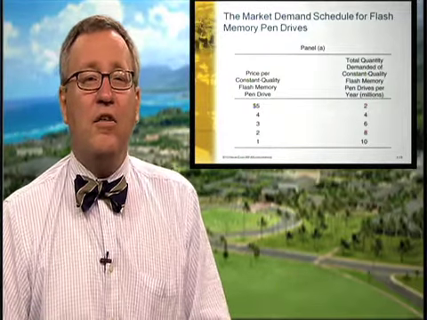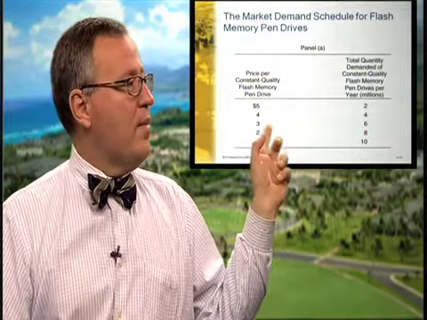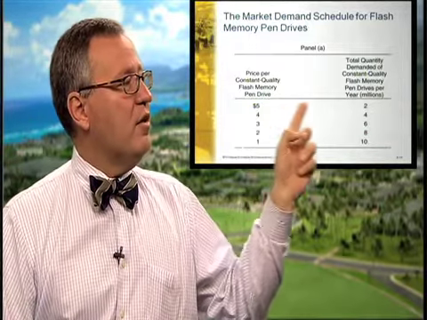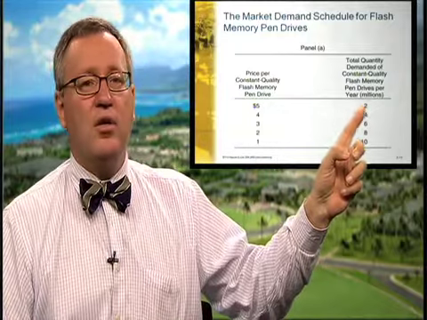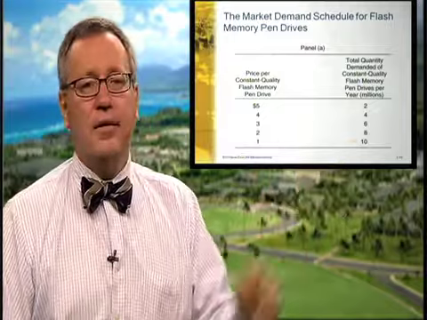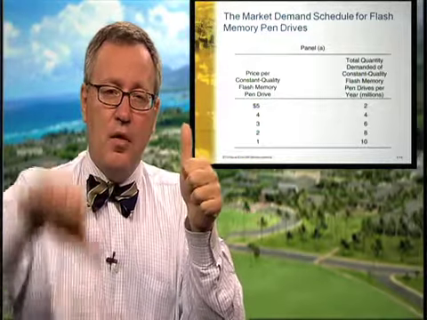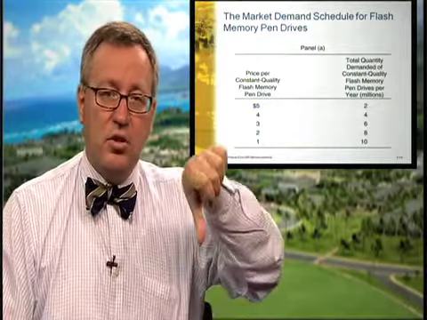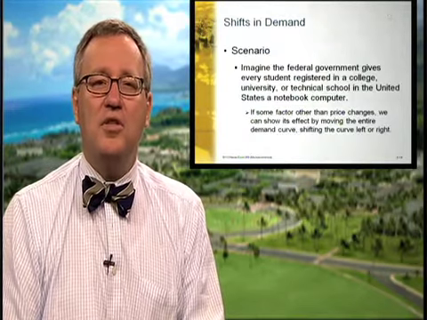Now the market demand curve doesn't deal in individual units; it typically deals in millions of units. So now we have a market demand curve where at $5, we're going to demand 2 million of these pen drives. Now if we go down to $1, we're going to demand 10 million of these pen drives. Consistent with the law of demand, which states if price goes up, quantity demanded goes down. If price goes down, quantity demanded is going to go up. So here's our demand curve for pen drives. Now we're going to do some adjustments and scenarios around it.